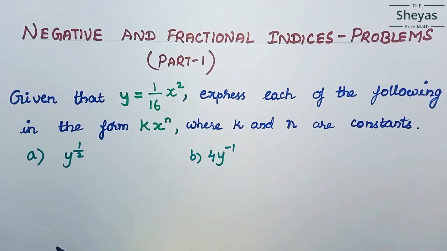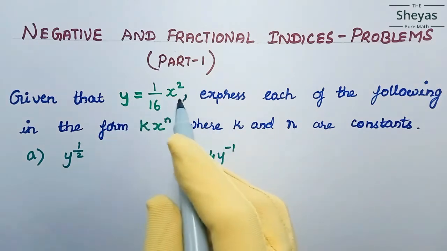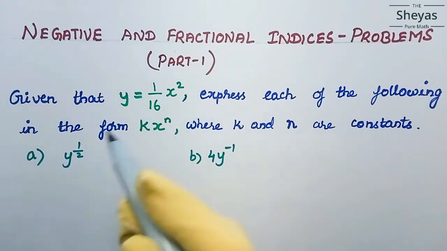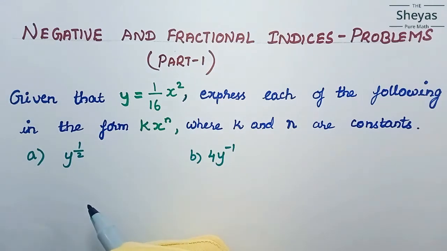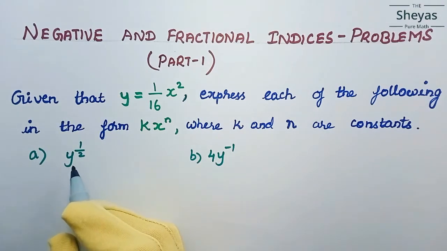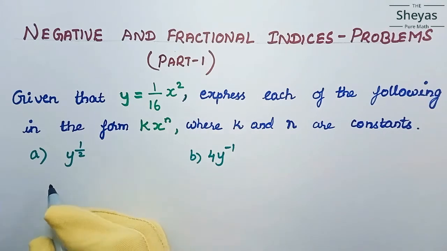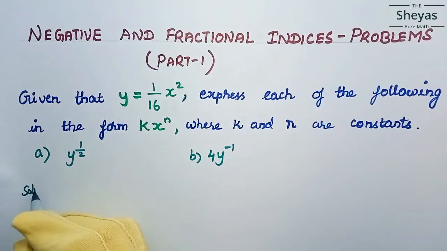In my previous video, we have learned the negative and fractional indices and some problems. Now we are going to solve some different problems. So this is given and you have to find the value of this, and that should be in the form k x power n. Okay, so let us start. Problem A: y power 1 by 2. So let's start solving.